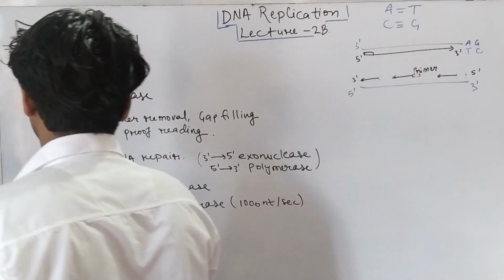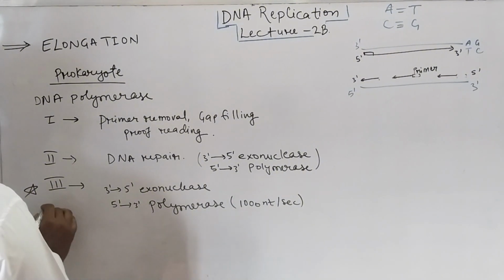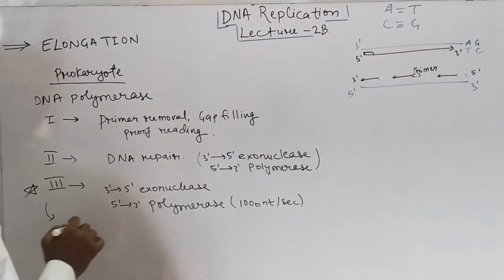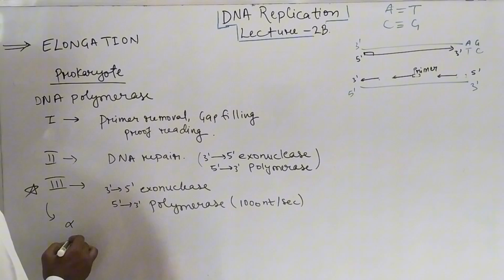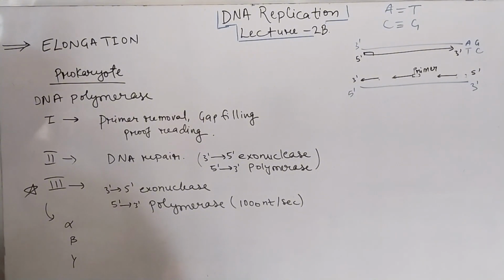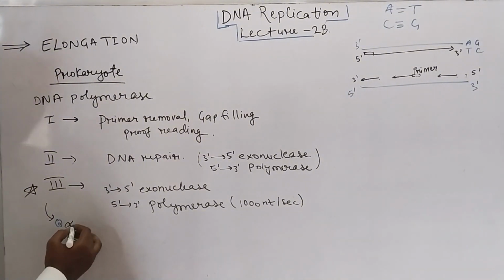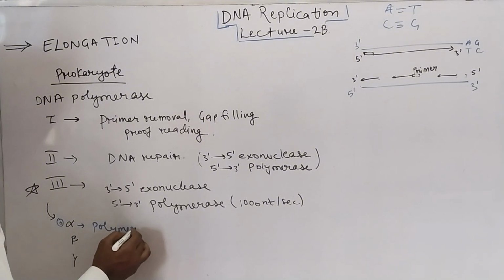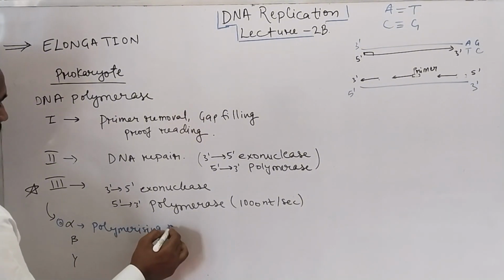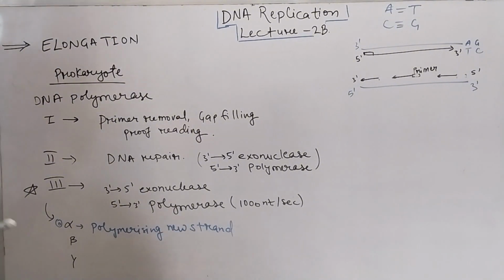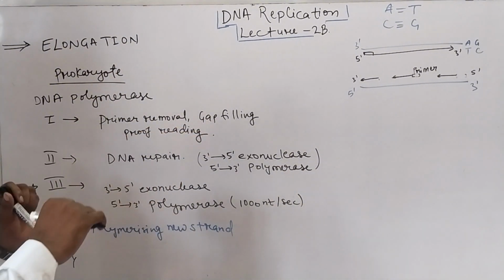So it is the main enzyme, and it has the following subunits. Actually, it has more than 3 subunits, but here we are discussing the alpha, beta, gamma. The alpha subunit, I am indicating it with the circle. This alpha subunit is the main one polymerizing the new strand.